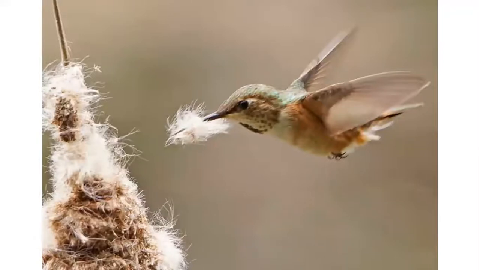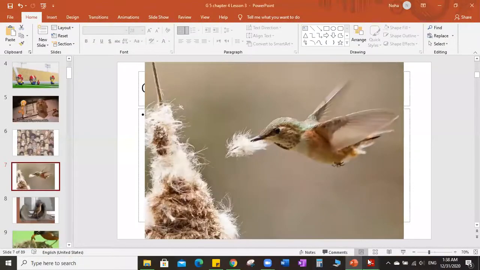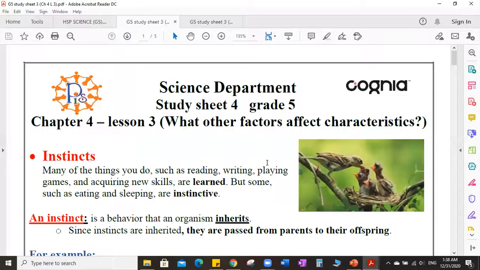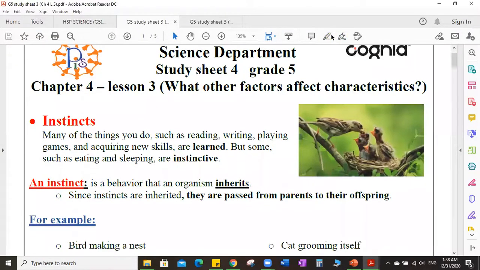So, an instinct, which is the first word we're learning about, is a behavior that an organism inherits. Let's go back to the PowerPoint here. You will find the definition here. You learned the word inherits in lesson 2. It means that it passes from the parents to the offspring.